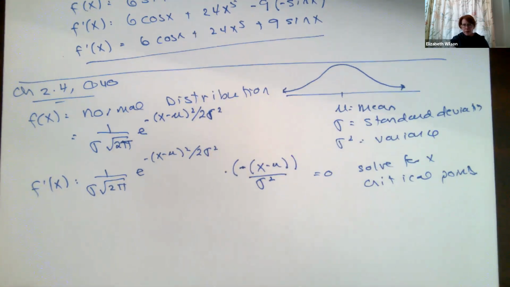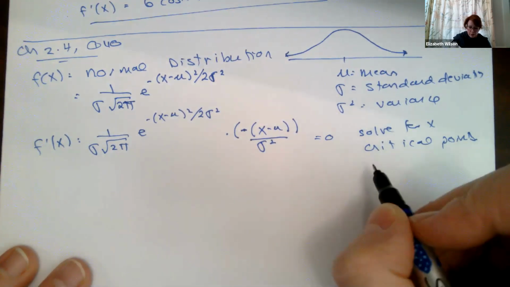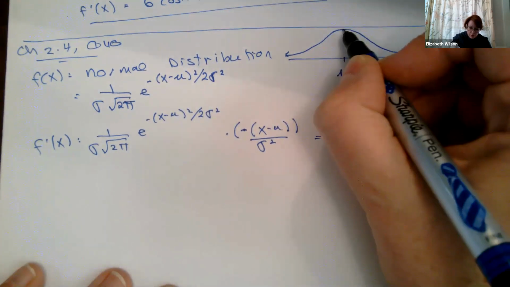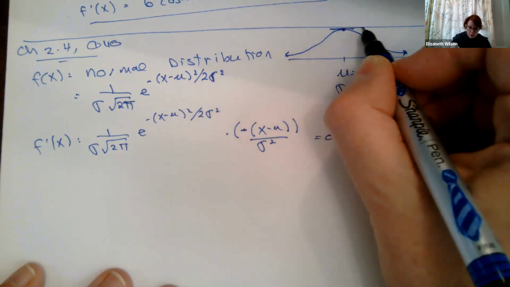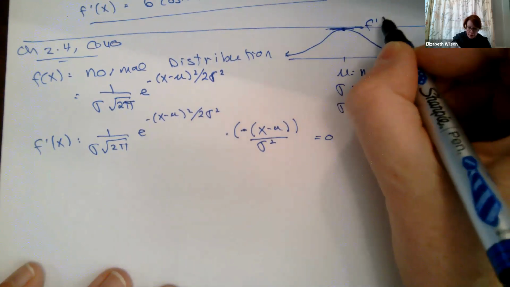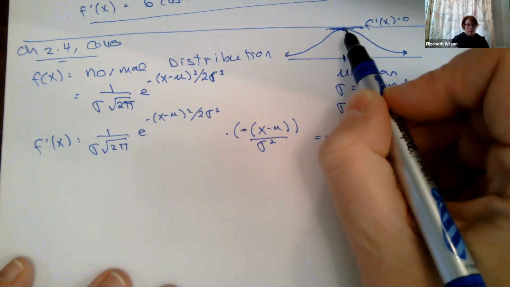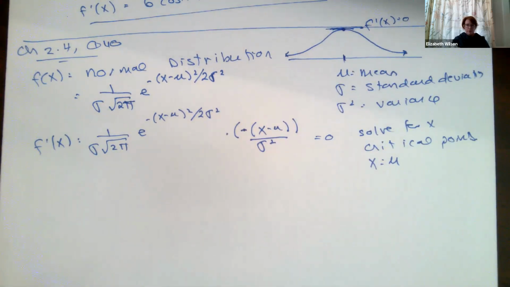Like I said, I'll put this whole solution up online so you can see it. You find that your critical point is x equals mu, which makes sense: this is where f prime of x equals 0, where our tangent line is horizontal. This spot is the maximum of the function. It's neat to see because we're often told that the maximum point in the middle of the bell curve is our mean value. Mu stands for mean.